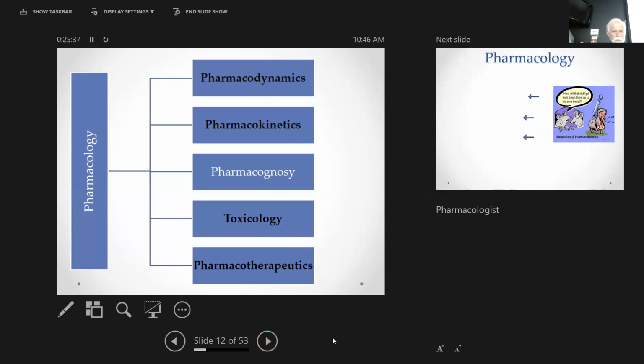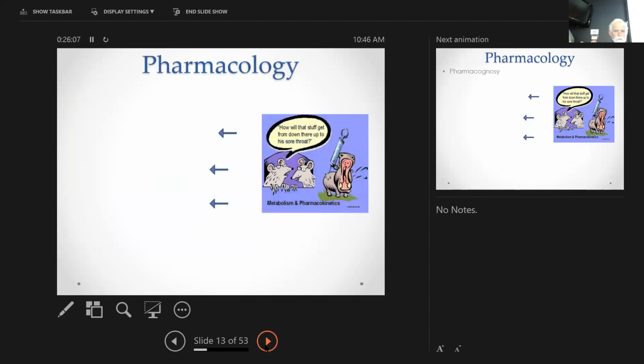Now, pharmacology is divided into a number of different subdisciplines. We'll get to each of those: pharmacodynamics, pharmacokinetics, pharmacognosy, toxicology, and pharmacotherapeutics. Of those, pharmacotherapeutics is probably the most obvious definition, using drugs to treat disease, right? So let's go and look at what some of them are.